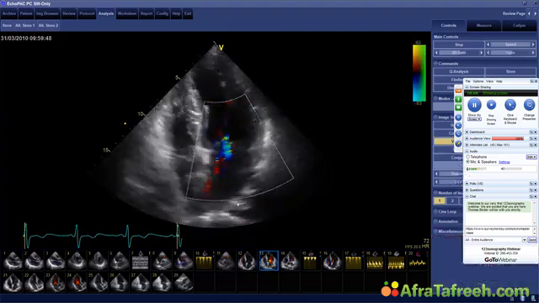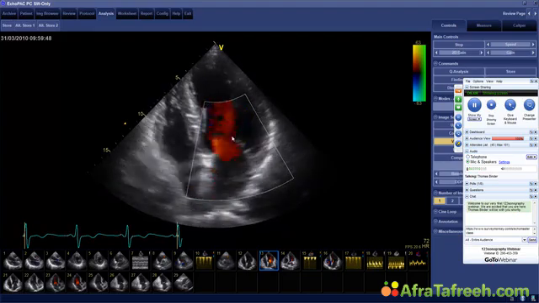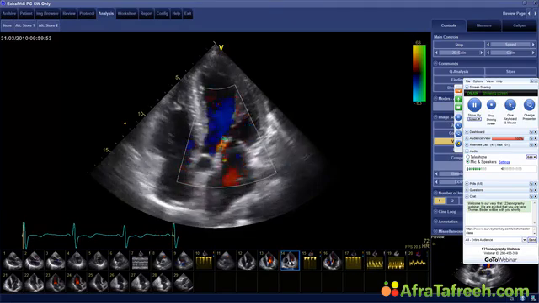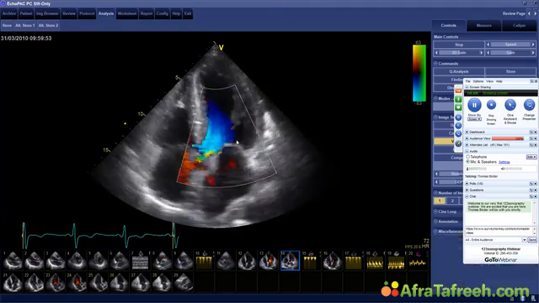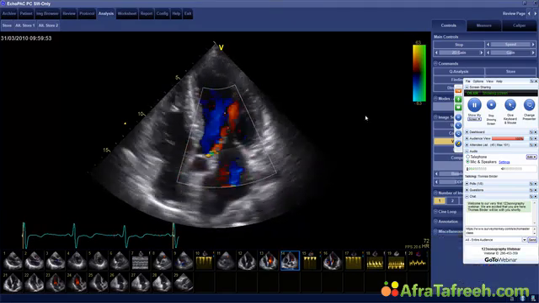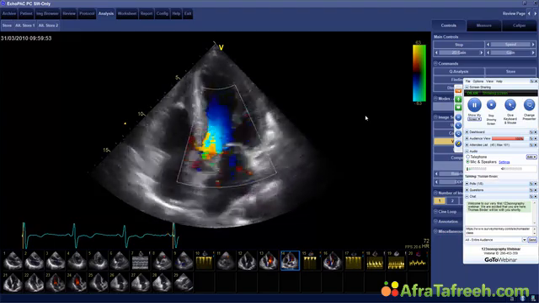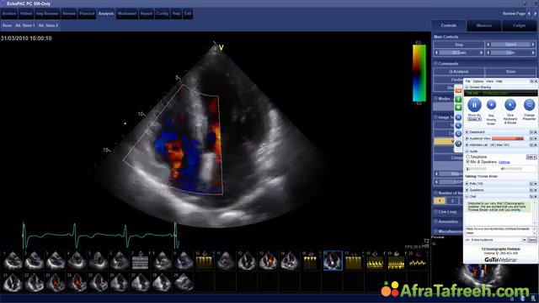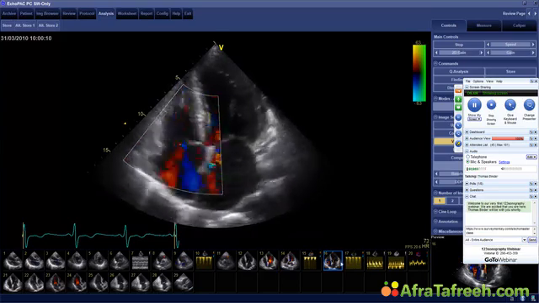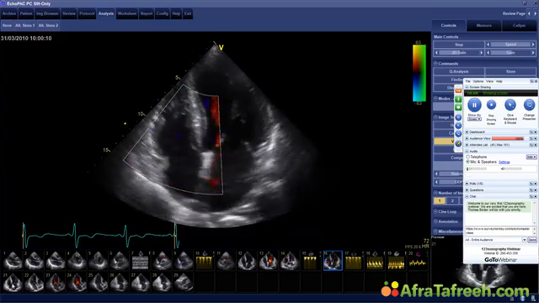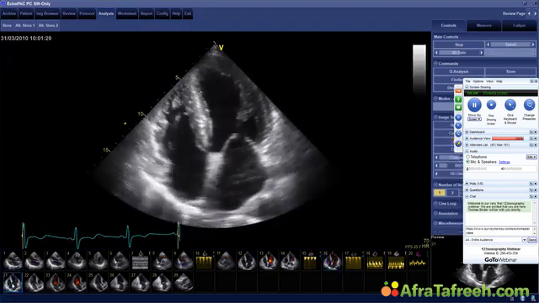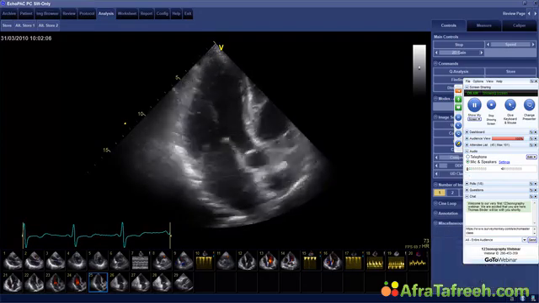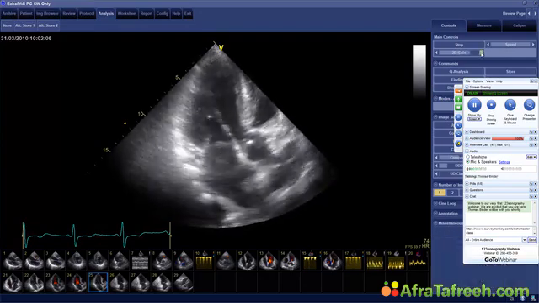Now this is mitral regurgitation. Another look at the aortic valve, showing the aortic valve and regurgitation here. Tricuspid valve with regurgitation. Okay. Another 4-chamber view. An apical long axis view.